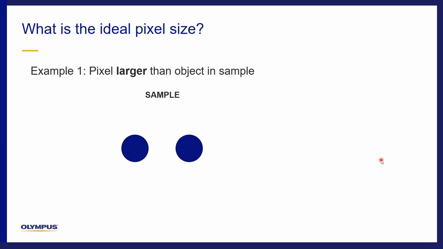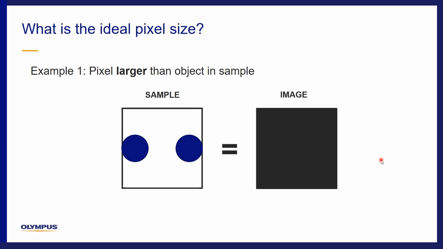So in this case, we're looking at 2 objects, 2 circles on the screen here. And now I'm going to pick one giant pixel that's effectively larger than my 2 objects. Well, if I've got 2 objects in a single pixel, the resulting image just has one spot corresponding to that pixel. So we'd have no resolution. We're not seeing any separation between these 2 shapes. So 2 objects in sample, 1 object in image, no resolution.